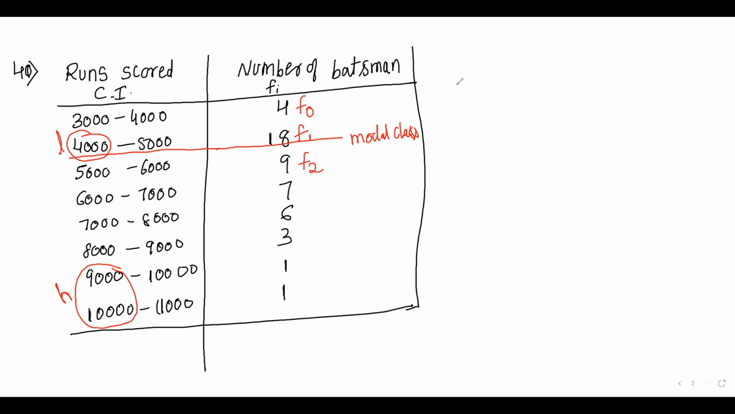Write down all the values. L is equal to 4000. F1 is equal to 18. F2 is equal to 9. F0 is equal to 4. H is equal to 1000.